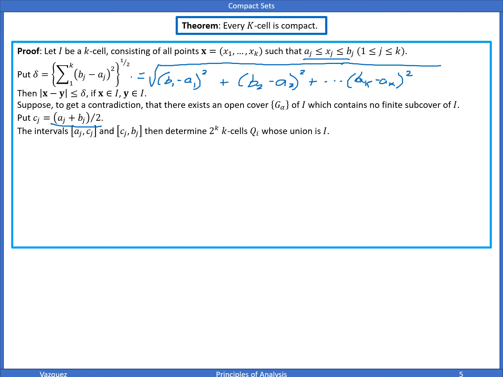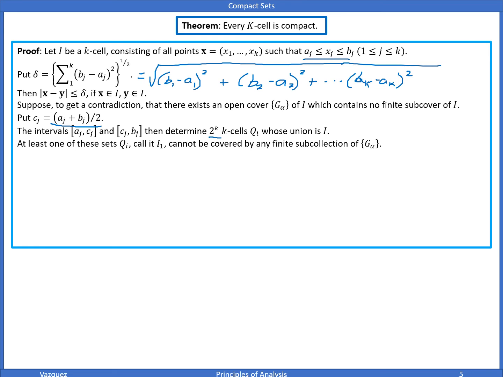And it's going to split it for every k. Right, so there's going to be 2 to the k cells, which we're going to call Q sub i, where if we take the union of those, it forms the whole set I, the whole k cell. So again, every iteration, we're going to split it in half, and then those in half, and those in half. That's why there's 2 to the k cells.